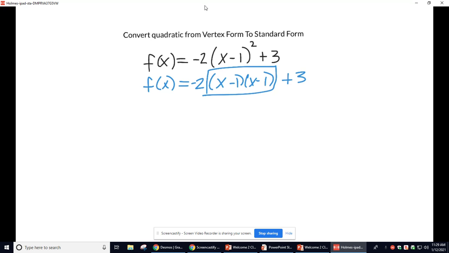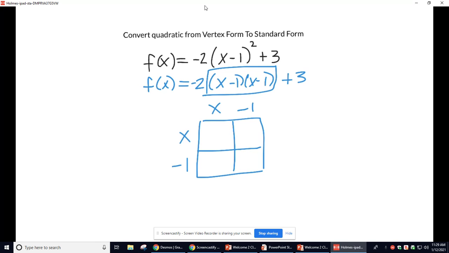That's what it means to have x minus 1 squared. So how do I multiply these x minus 1 squared? We're going to do a box method. So the box method allows us to neatly organize all of our work. We create a box with 4 squares, 4 quadrants, and we write x minus 1 on the top and x minus 1 on the left.